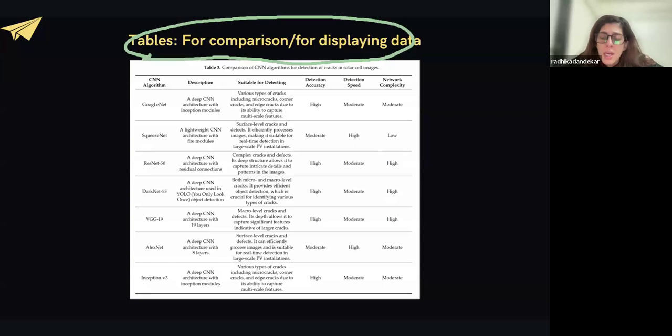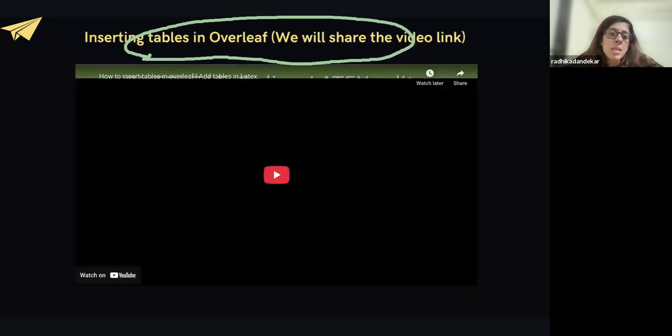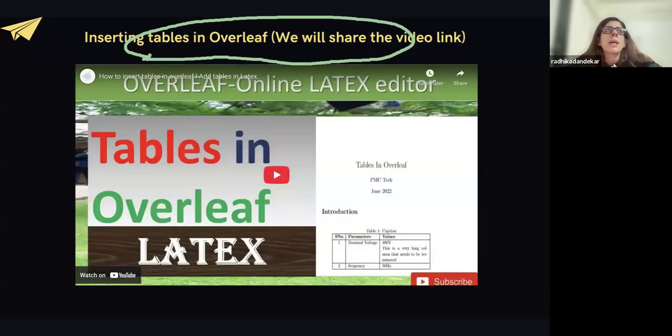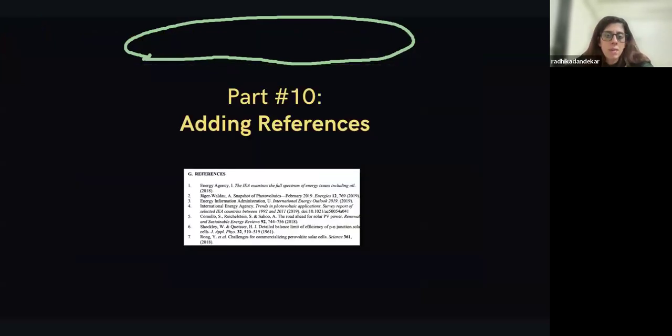Tables also can be inserted in Overleaf. That is why we encourage our students to use Overleaf. It's comparatively easier than creating figures in Canva or AI and then inserting them into a paper. You can do it in Overleaf as well. Now we are done with the paper outline, and we are moving on to other sections of the paper.